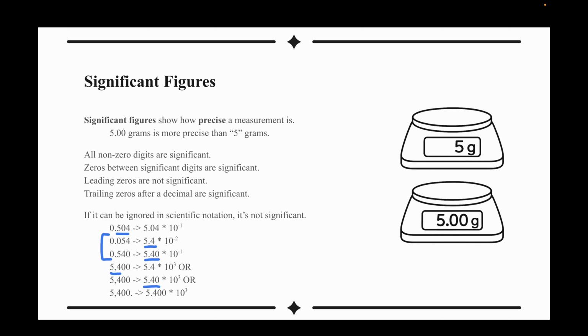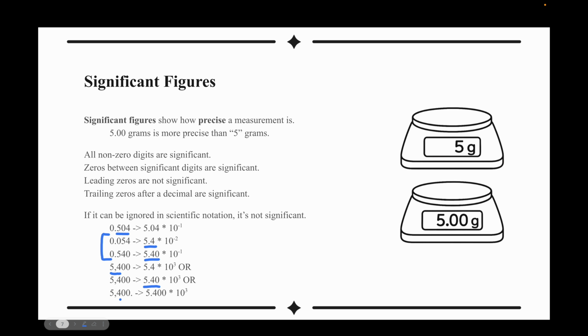And you can only tell that 5,400 has 2 sig figs or 3 sig figs in this case based on how it's written in scientific notation. Someone would have to tell you this. Otherwise, you can just assume it has 2 sig figs. Unless you see this decimal point here.